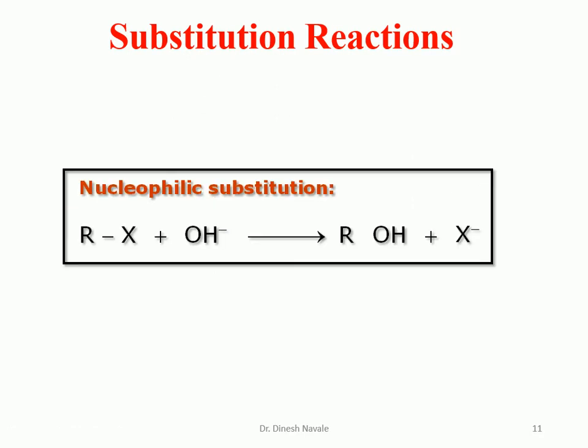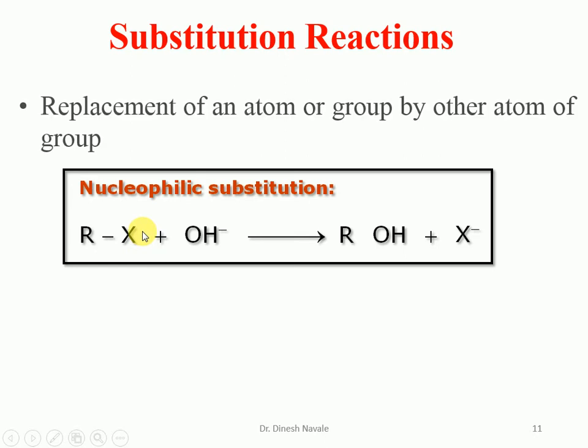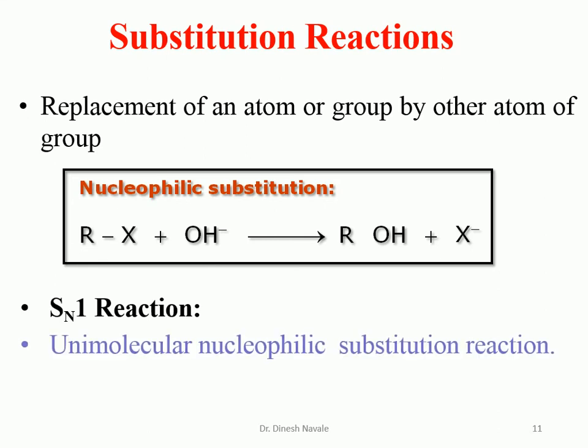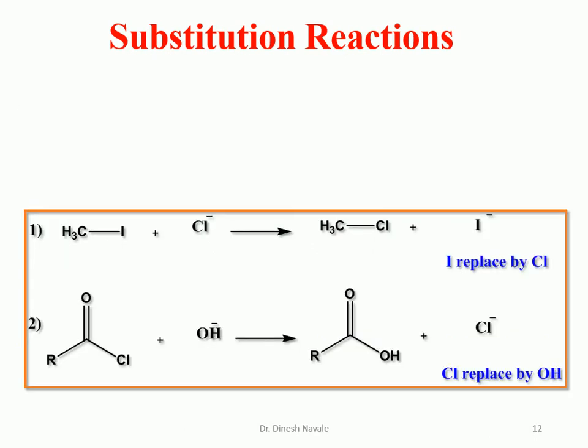So this is a simple nucleophilic substitution reaction, either SN1 or SN2. X is replaced by the hydroxide ion. We get ROH as a product, with X leaving as the leaving group. So this is a nucleophilic substitution reaction, a replacement of an atom or group by another atom or group. It is a type of SN1 reaction, a unimolecular nucleophilic substitution reaction.